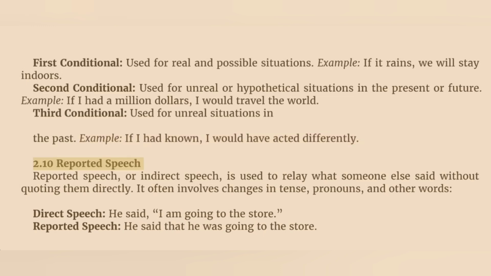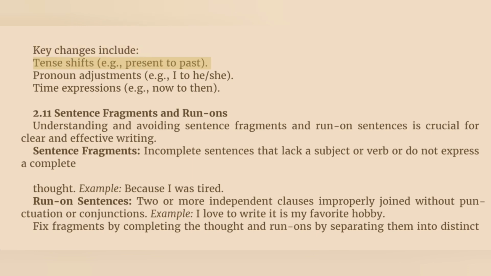2.10 Reported speech. Reported speech, or indirect speech, is used to relay what someone else said without quoting them directly. It often involves changes in tense, pronouns, and other words. Direct speech: he said, "I am going to the store." Reported speech: he said that he was going to the store. Key changes include tense shifts, e.g., present to past. Pronoun adjustments, e.g., I to he, she. Time expressions, e.g., now to then.